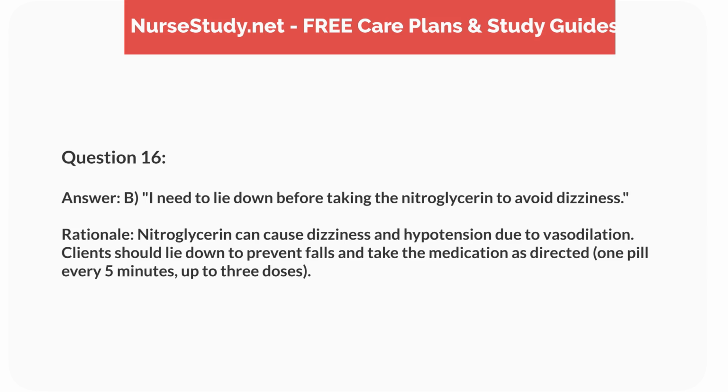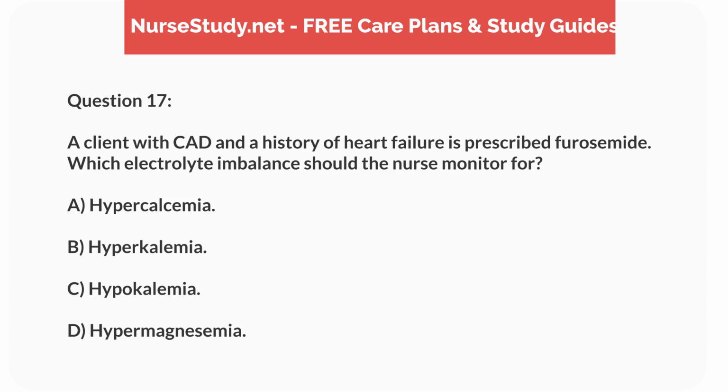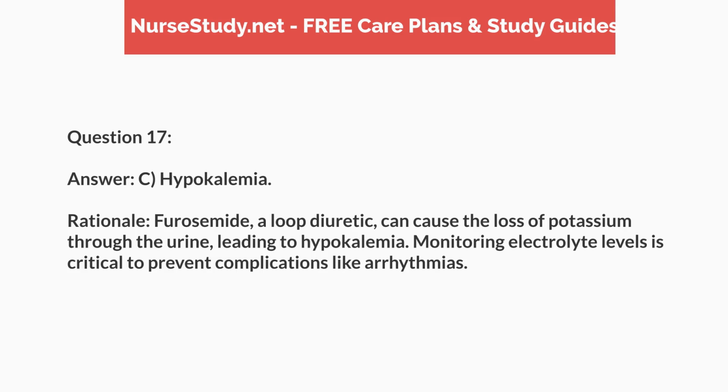3 doses. Question 17. A client with CAD and a history of heart failure is prescribed furosemide. Which electrolyte imbalance should the nurse monitor for? A. Hypercalcemia. B. Hyperkalemia. C. Hypokalemia. D. Hypermagnesemia. Answer, C. Hypokalemia. Rationale: furosemide, a loop diuretic, can cause the loss of potassium through the urine, leading to hypokalemia. Monitoring electrolyte levels is critical to prevent complications like arrhythmias.